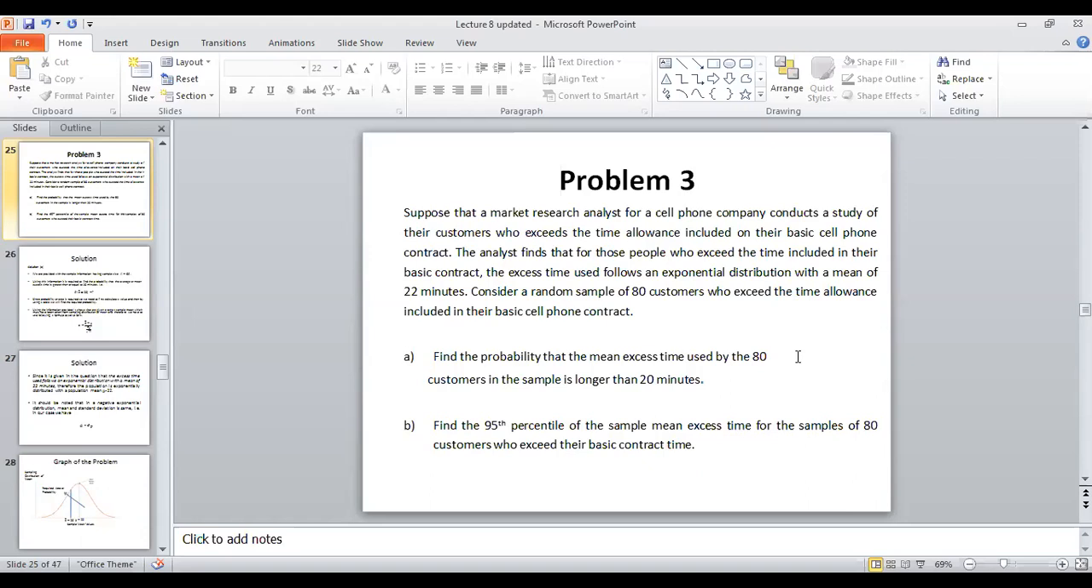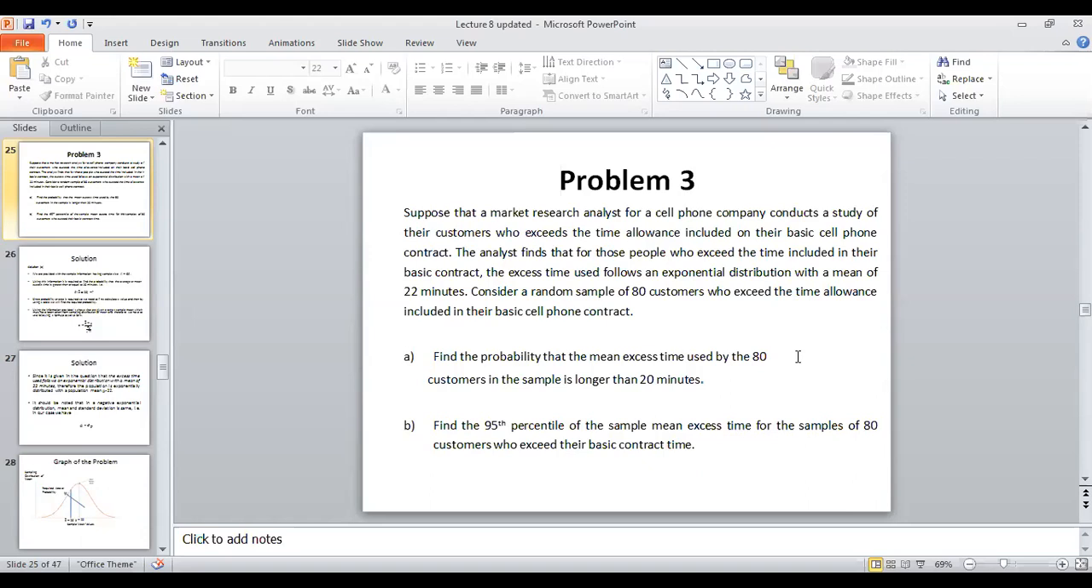Now, furthermore, in the question, it is said that the market researcher took a random sample of 80 customers who had exceeded the time allowance included in their basic cell phone contract. Now, it is required to find the probability that the mean access time used by the 80 customers in the sample is longer than 20 minutes. You have to find this probability that the mean access time is greater than 20 minutes. That is, what is the chance of occurrence that the mean access time has exceeded 20 minutes.